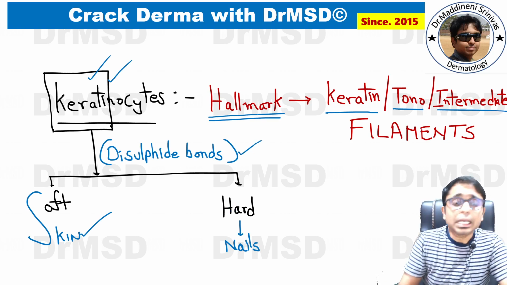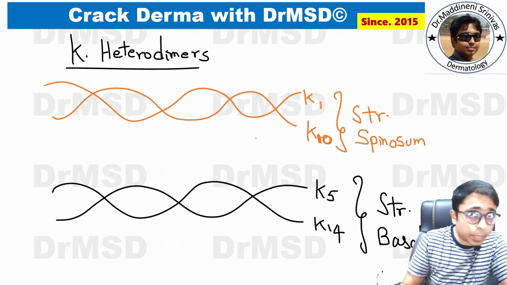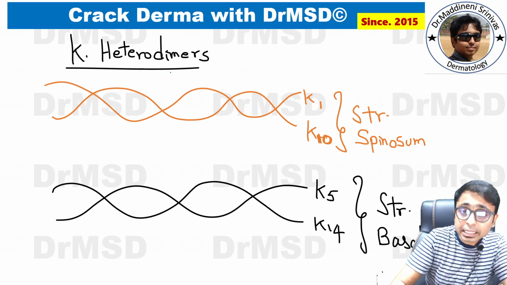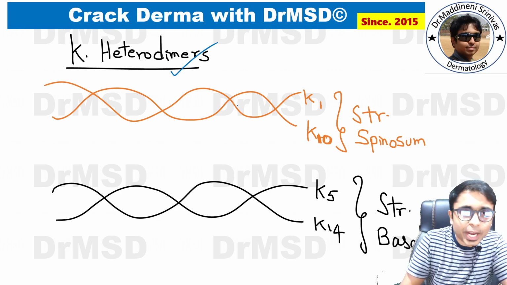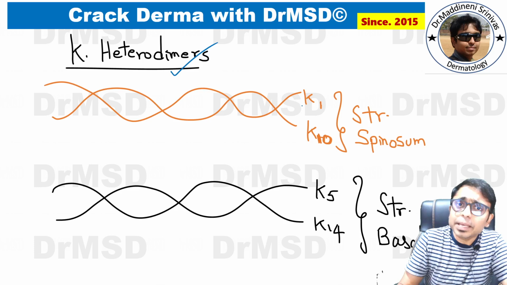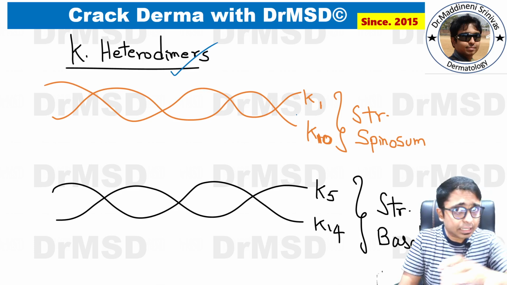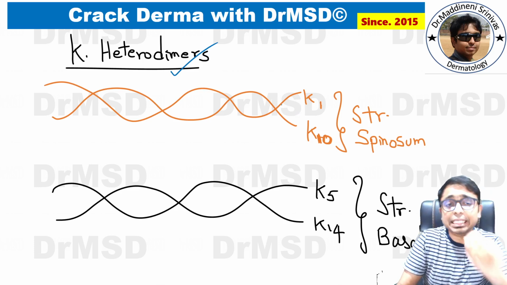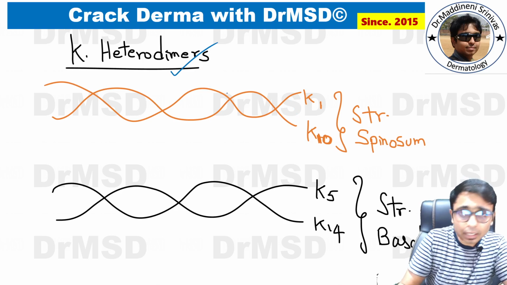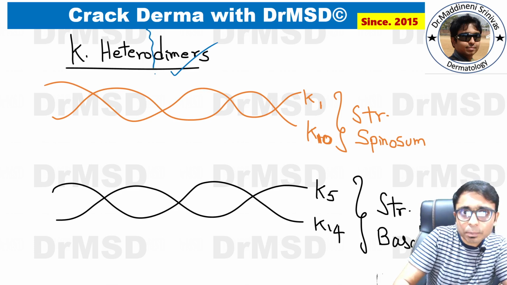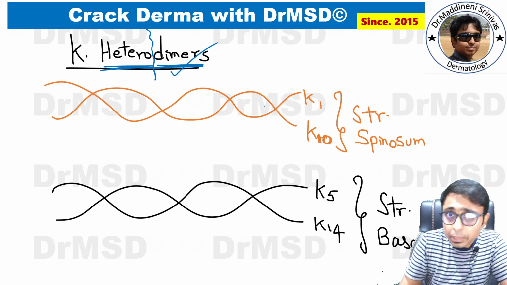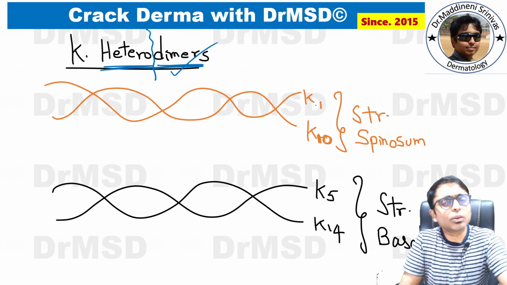For example, in the skin, keratin is present with few disulfide bonds. You should also remember that keratin is present in the skin, hair and nails in the form of heterodimers. What does heterodimers mean? There will be a coupling, and the couple of proteins are going to be different types of protein. That's the reason why it is heterodimers. The couples are going to be different.